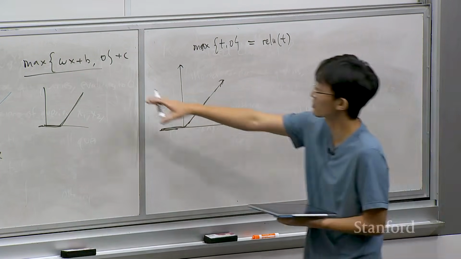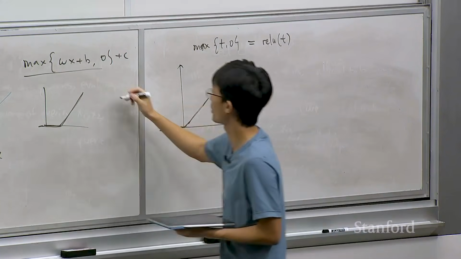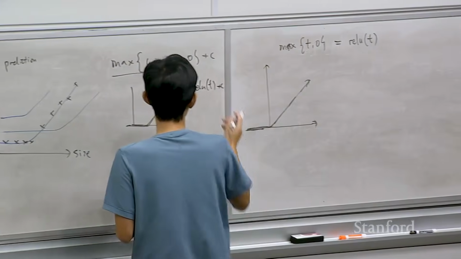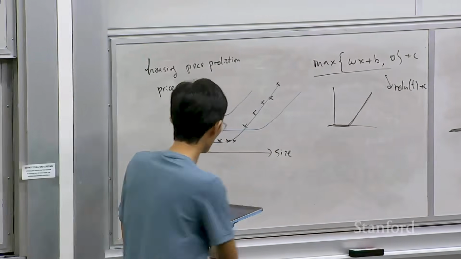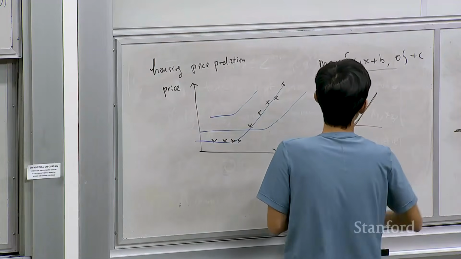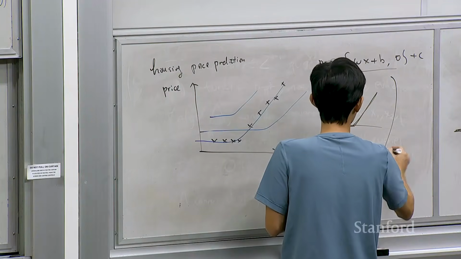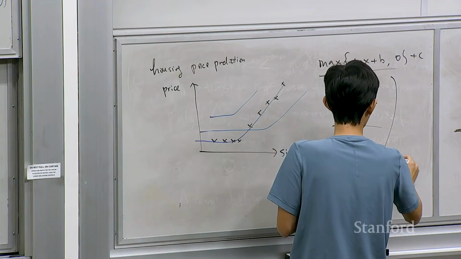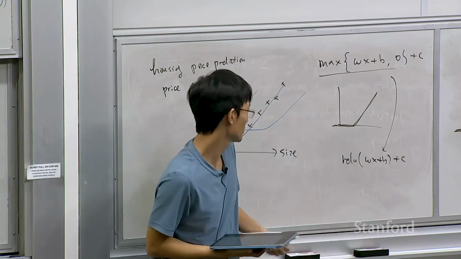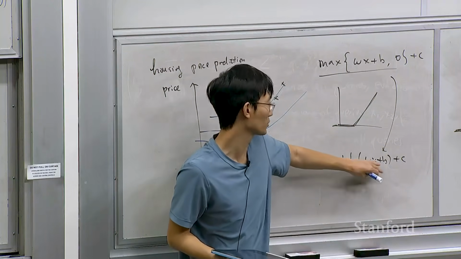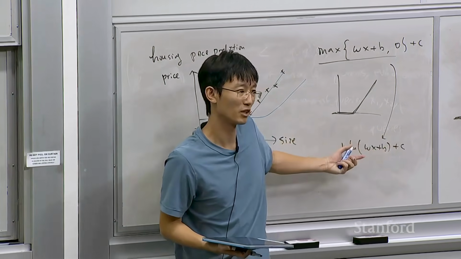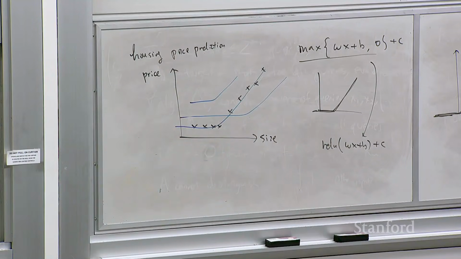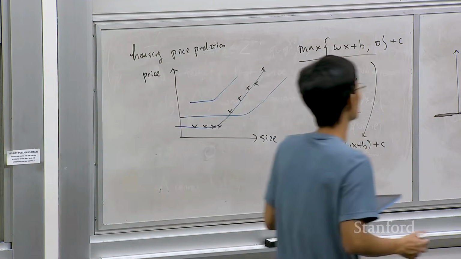And then you can write this function as ReLU of t plus c. Oh, sorry, let's say this one will be written as ReLU of wx plus b plus c. So basically, if you don't have the ReLU, then it's just a linear function. But if you have the ReLU, then you somehow change the shape a little bit. And this ReLU is often called an activation function.